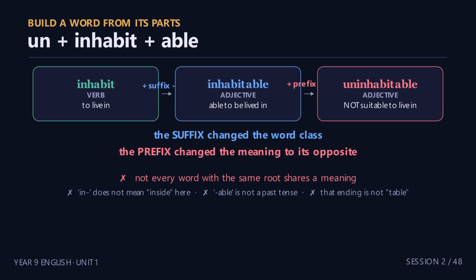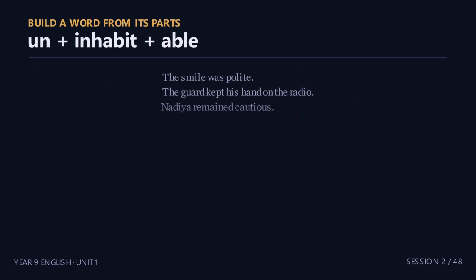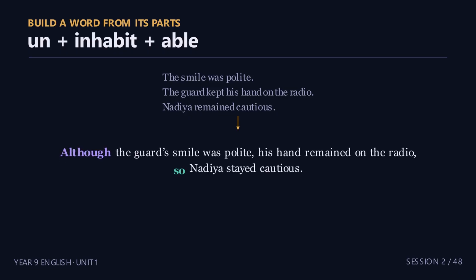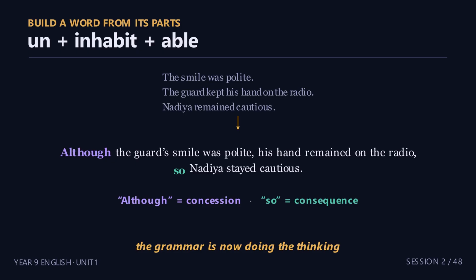Now, combining sentences. The smile was polite. The guard kept his hand on the radio. Nadiya remained cautious. Three flat statements. Combine them precisely. Although the guard's smile was polite, his hand remained on the radio, so Nadiya stayed cautious. The subordinating conjunction although shows concession. The coordinating conjunction so shows consequence. The grammar is now doing the thinking.